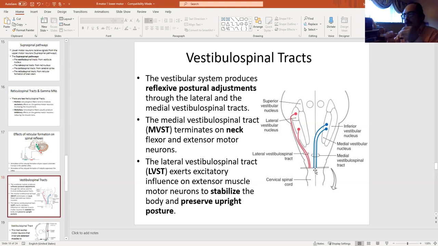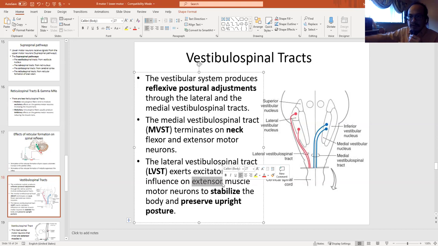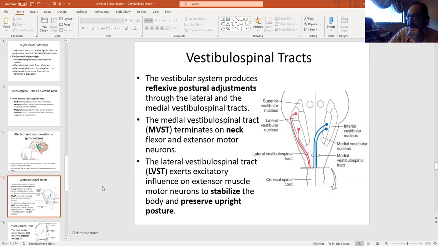So basically, when we fall, we need to keep our head from hitting the ground. So that is a reflex to control the head. The lateral one controls the body portion underneath the neck. So this one basically excites the extensor muscle, when we fall, to prevent damage to our body. So that is the vestibulospinal tracts, a reflective posture adjustment movement. So that's that.